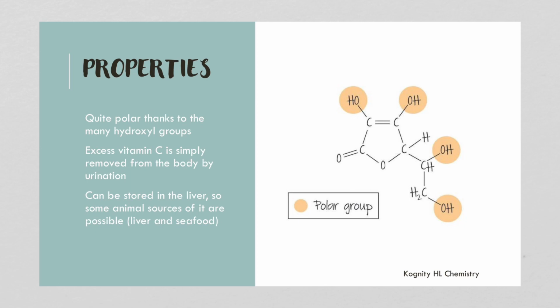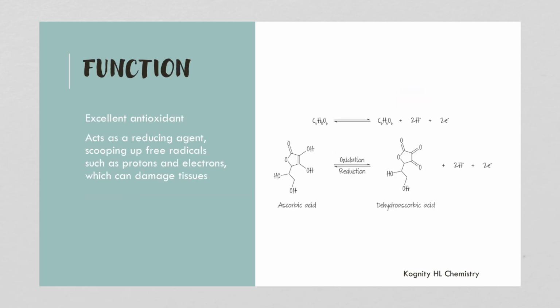It can be stored in the liver as well. So there are some animal sources of vitamin C possible. So if you eat liver and seafood, you can get some vitamin C, but it wouldn't be the quantity that you need. So the function of vitamin C is that it acts as an excellent antioxidant. So it acts as a reducing agent. So it gets oxidized and scoops up free radicals. And it scoops up protons and electrons, and those things can damage our tissues.